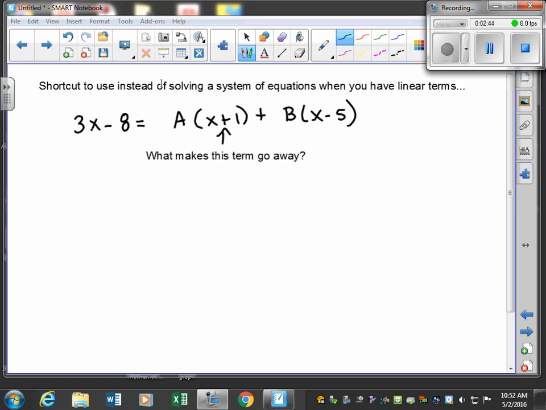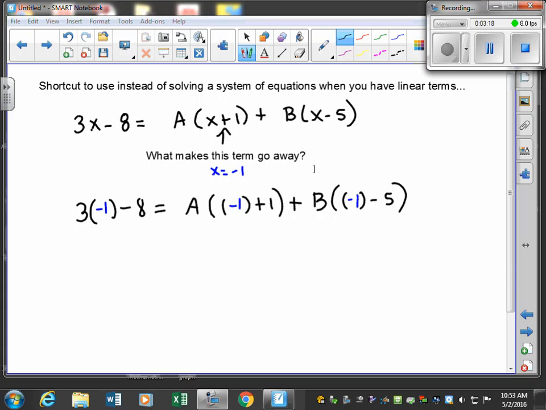Okay, so before we move forward, there's a little bit of a shortcut instead of solving a system of equations when you have linear terms. Now, just to throw this out there. So using our last example, when we had our numerators equal to one another, we were looking at this. Now, what x value would make this term go away? We would need this to equal 0, right? What makes that equal 0? Because then 0 times A is 0, and that term would go away. Good, -1. So I'll keep that in mind. So when x is equal to -1, that term will go away.